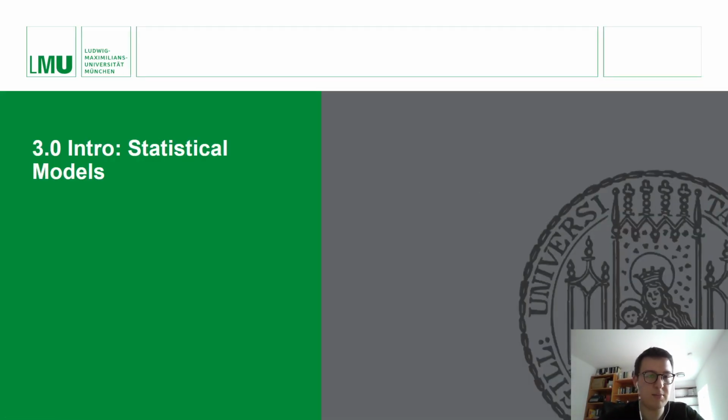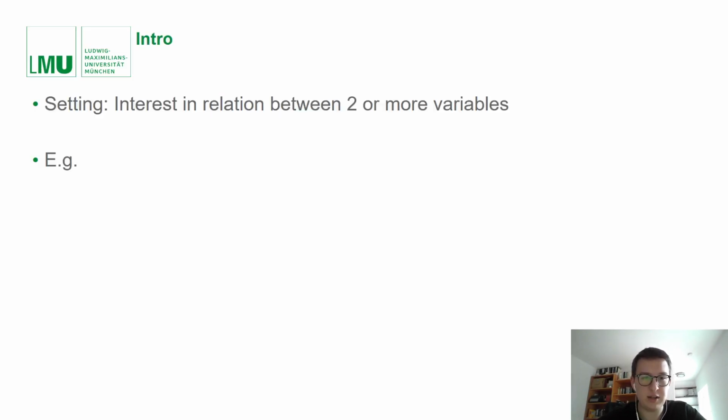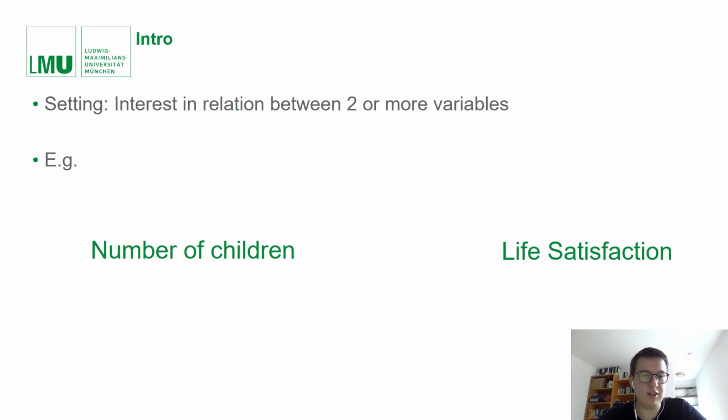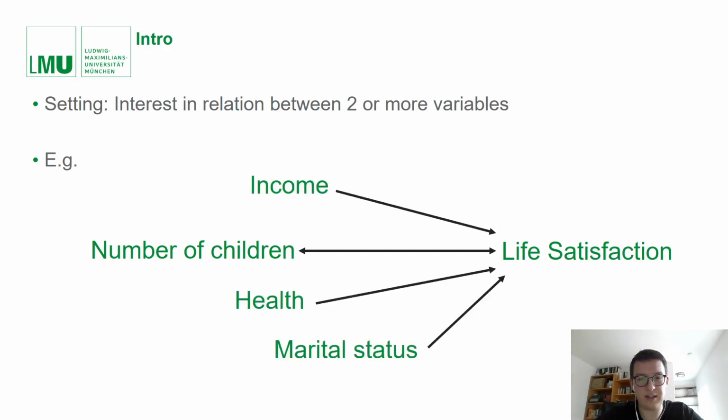All right, let's talk about statistical models in general. Our very basic setup is that we have an interest in a relation between two or more variables. For example, we have the number of children, and we would like to find out what's the relation between the number of children that an individual has and the individual's life satisfaction. In this bivariate case, so two variables, we can calculate, for example, a correlation coefficient, but how are we doing that if we have a more complex setting?